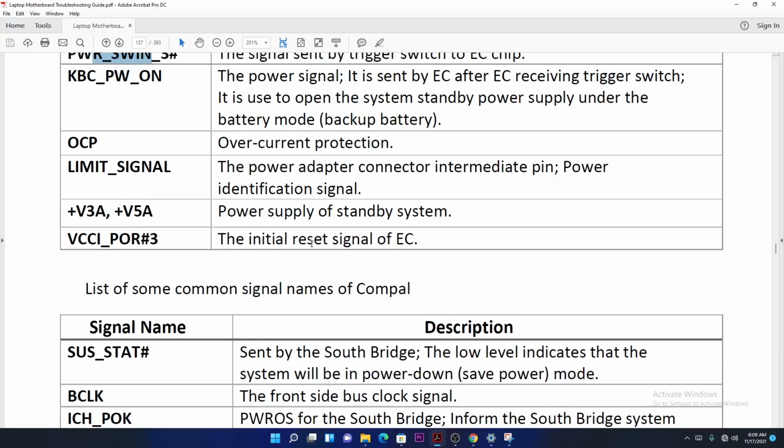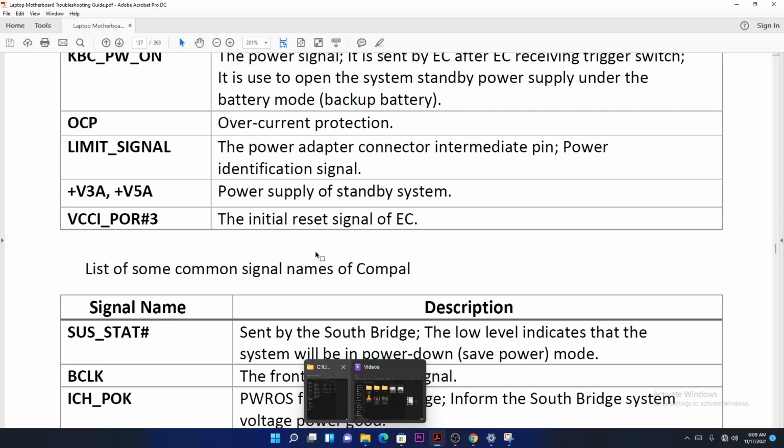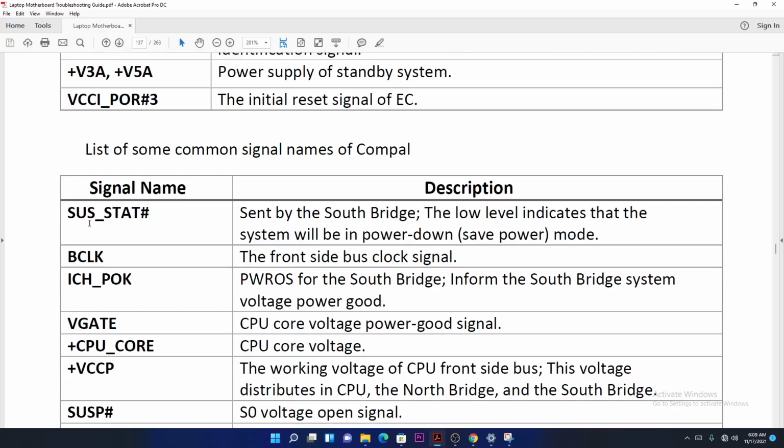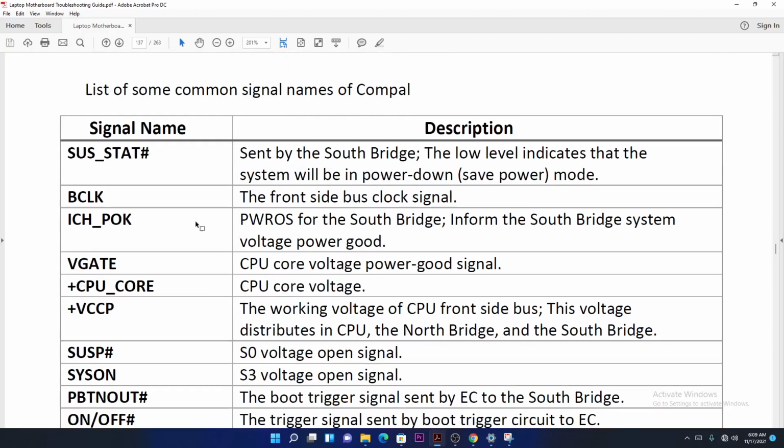Identify. Okay, 3.3 volt power supply for standby system. Okay, VCC port, initially resetting. Okay, guys, this is the initial reset of the EC, of the startup chip. When you see this VCCI, you should know that it is the initial reset for what? For the startup chip. Suspend state. Okay, this indicates that the system will be in power down, power save mode. Hope you can see suspend. We'll talk more about the suspend.